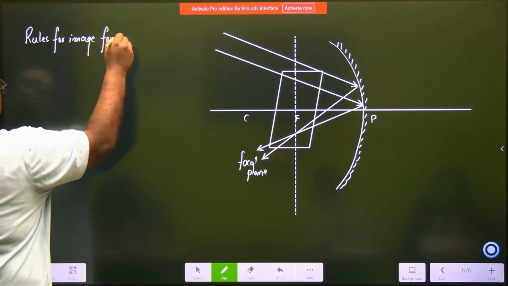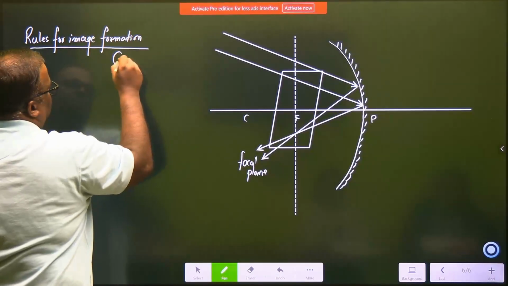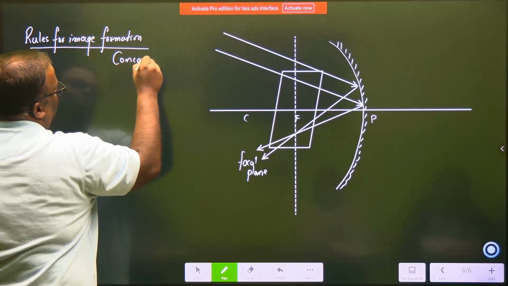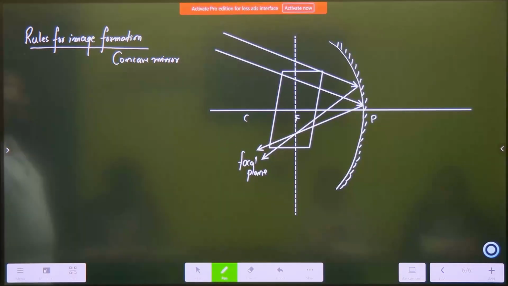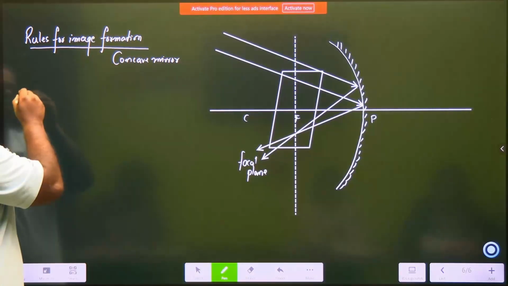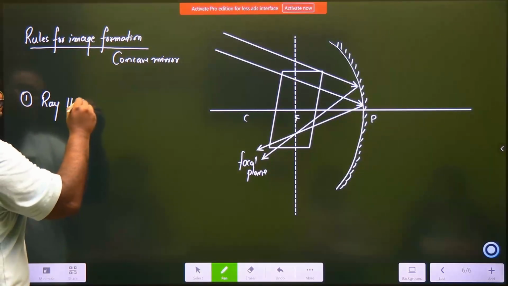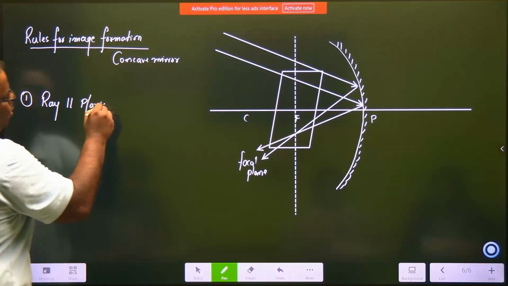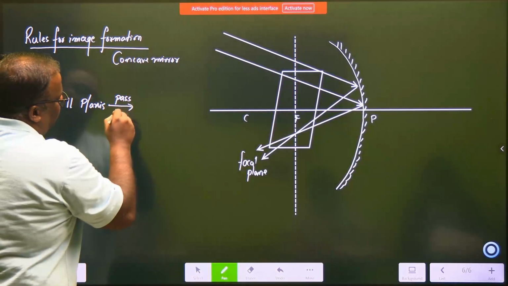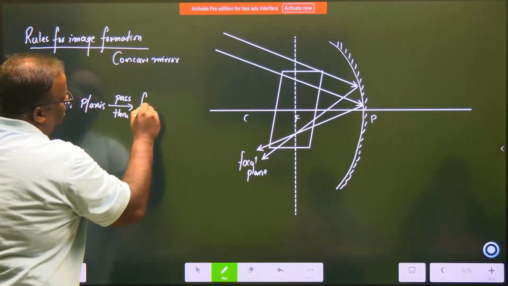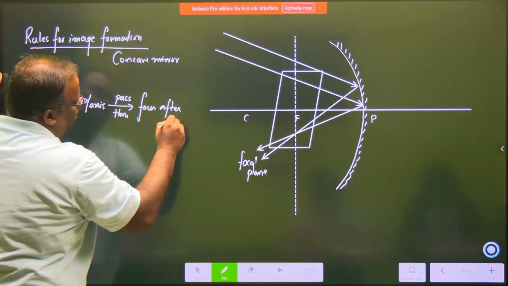4 rules for image formation, and this is very specific. You are doing this for concave mirror. So the rules are 4 rules, and I'm writing them in short. A ray which is parallel to the principal axis will always pass through focus after reflection.